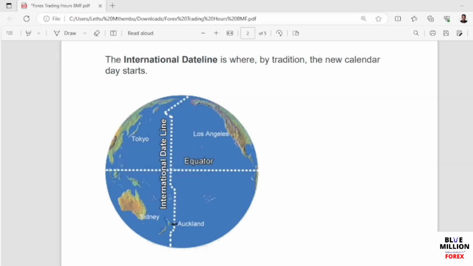Now, what you see here is the international dateline. So this is where, by tradition, the new calendar day starts. Since New Zealand is a major financial center, the forex market opens there on a Monday morning while it's still Sunday in most of the world, including us in South Africa. Now, even though trading starts in New Zealand, it's still called Sydney, right? I know it doesn't make sense because Sydney is in Australia, not New Zealand, but we don't make the rules.